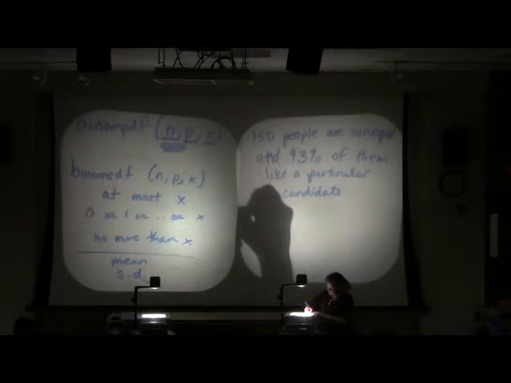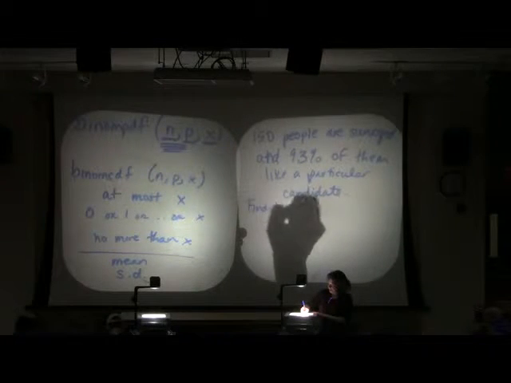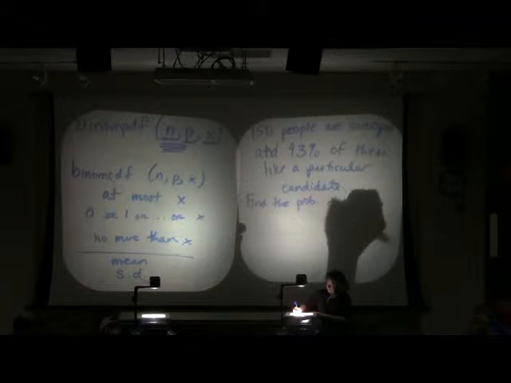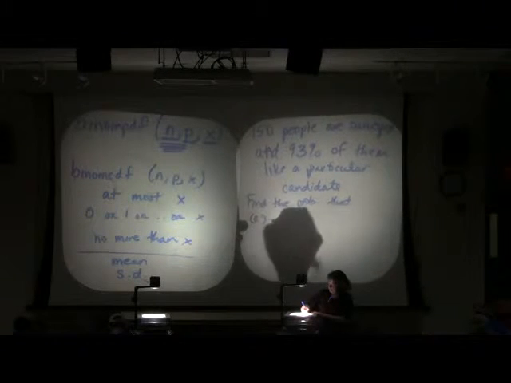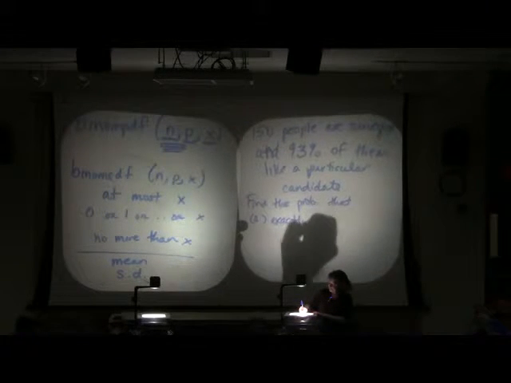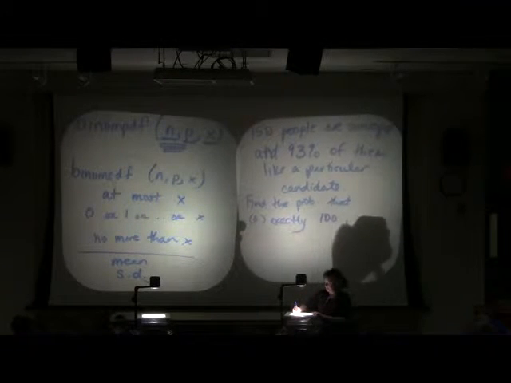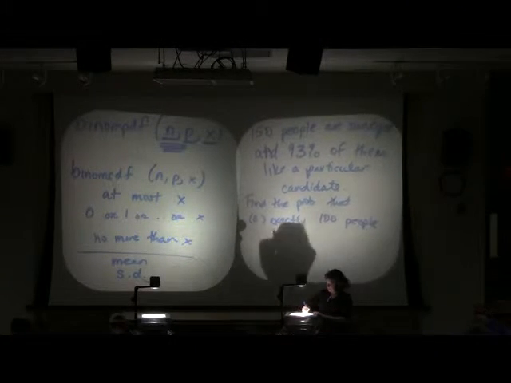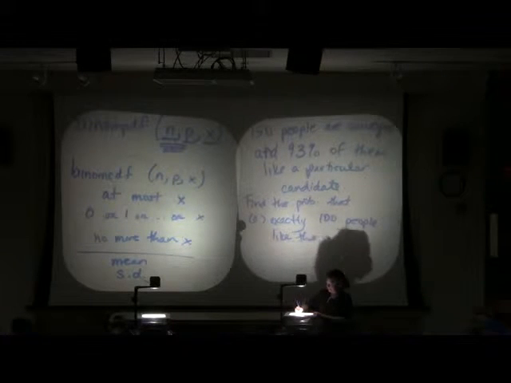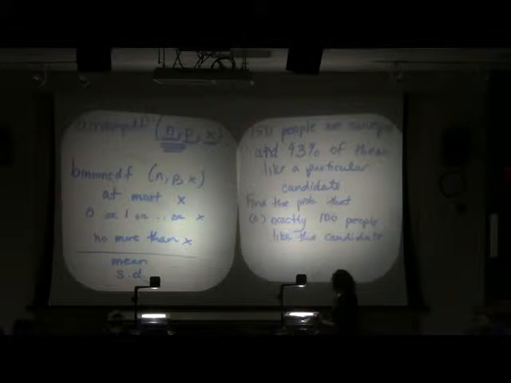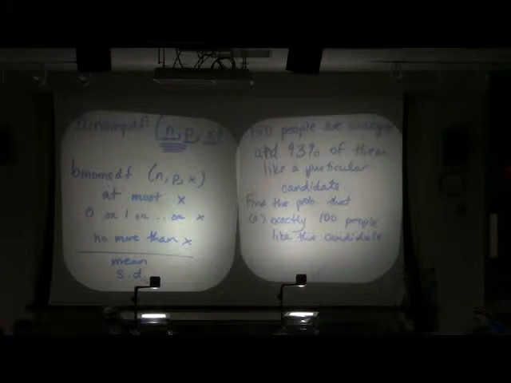So let's just find the probability that, how about part A, exactly, who knows, how about 100 people like the candidate? Can we do this computation?